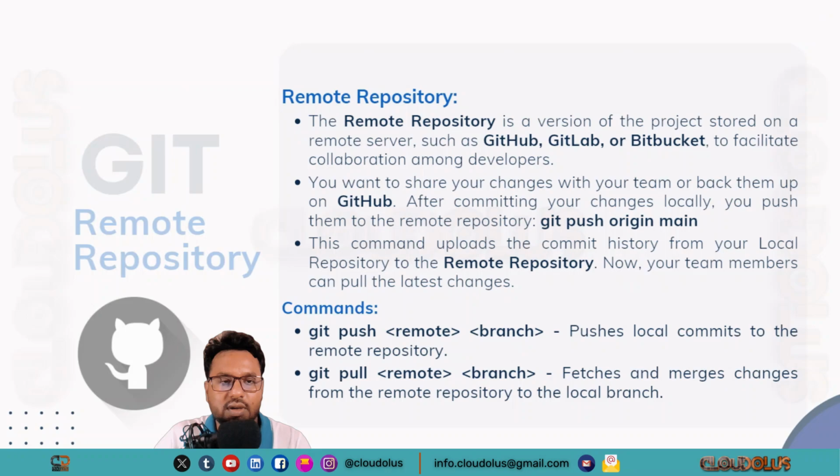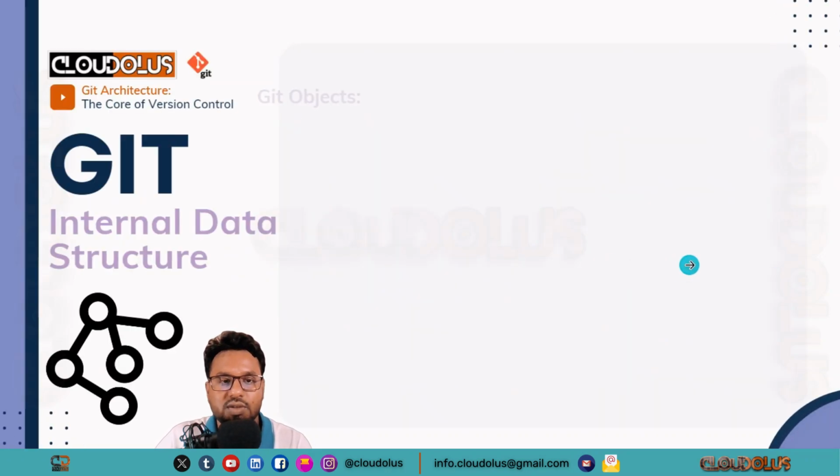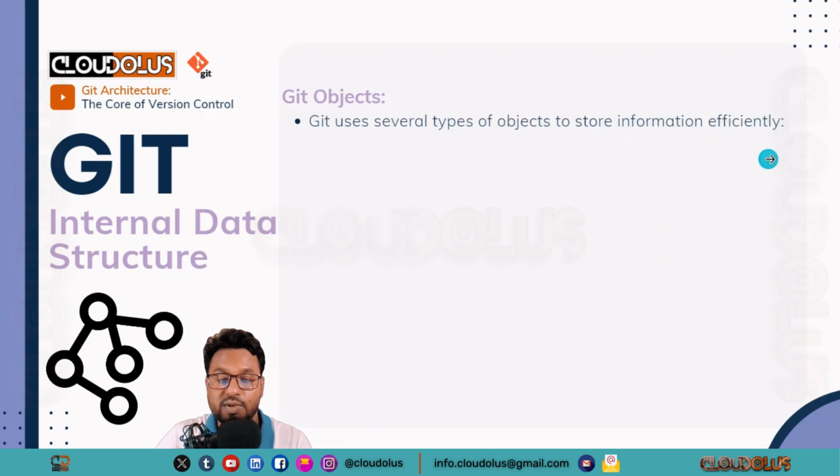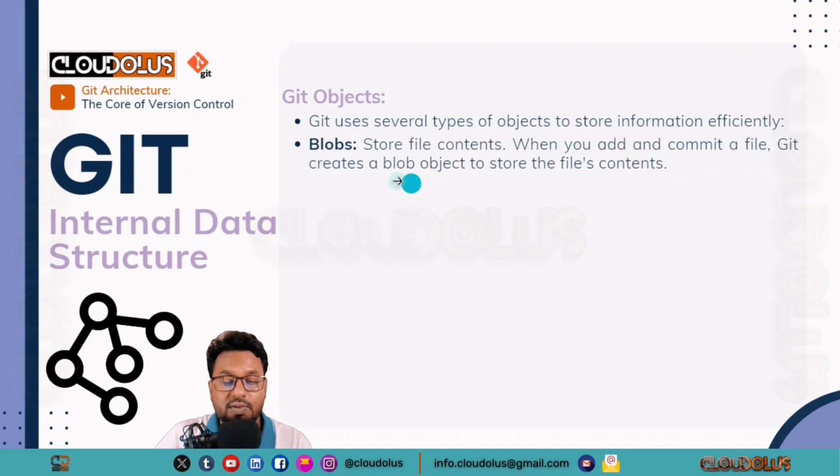So next we will talk about Git internal structure. So what is a Git object? Git uses several types of objects to store information efficiently. First of all, blob. A blob stores the file content.